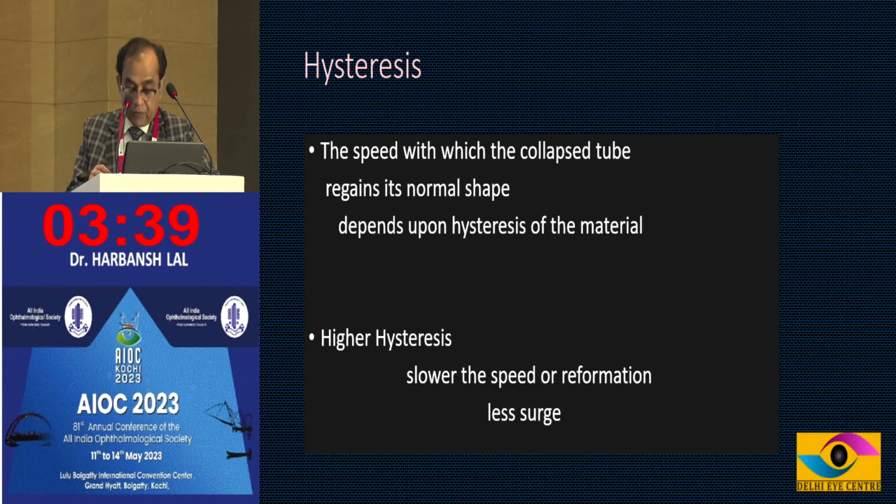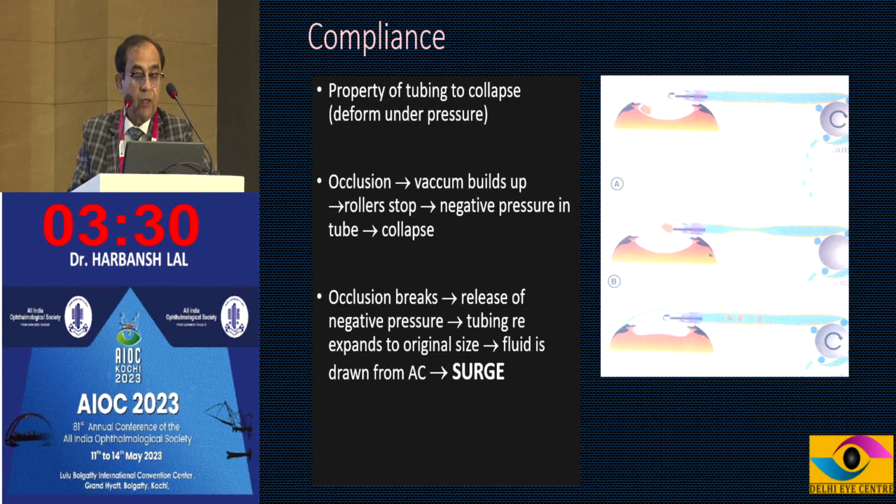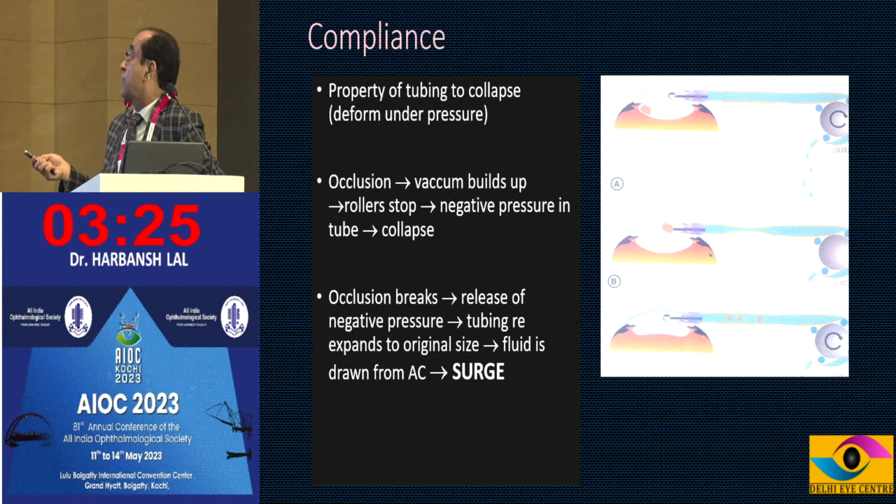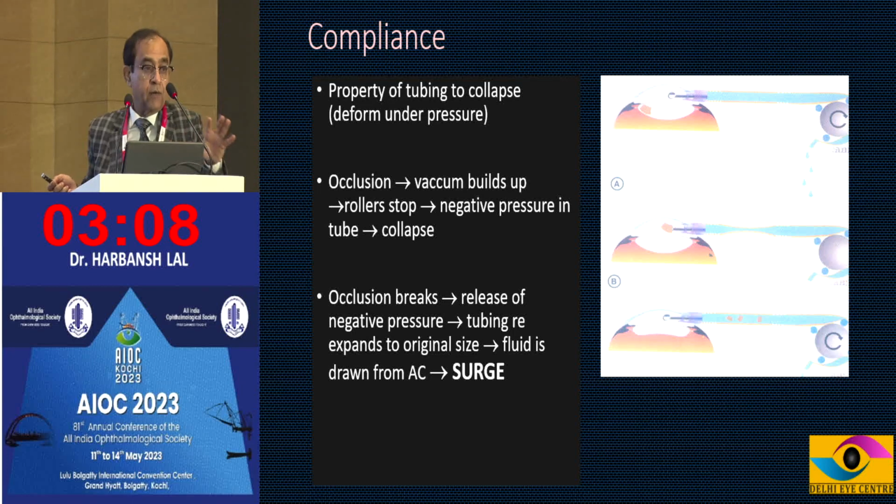So with this, the present tubings which we are using in a disposable system have got a very good hysteresis and very good compliance, so there is very little surge. This is how it works: as long as this is rotating, there is no collapse, no surge. When the piece comes onto this tip and vacuum is built up, then this collapses. As soon as this piece gets sucked in, this tubing comes back to the normal shape, and then this withdraws a little bit of fluid from the anterior chamber. This is what causes surge.